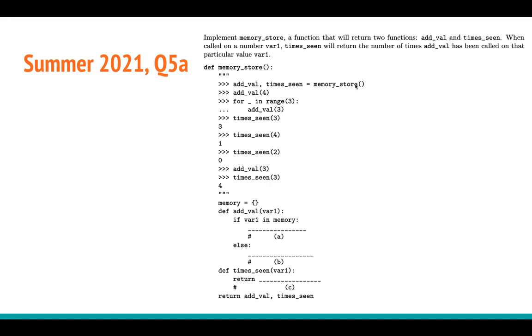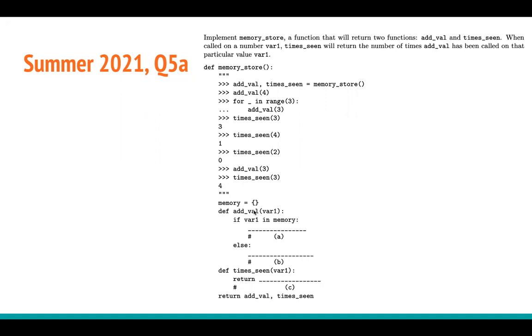So we call memory store, and then we call add val 4. And then we call add val 3 times with this for loop. So then times seen of 3 is 3 because we called add val 3 times. Times seen of 4 is 1 because we called add val once. And times seen of 2 is 0 because we never called add val of 2. And then if we call add val in 3 again, times seen of 3 will increase from 3 to 4 because we just called it again. Okay.